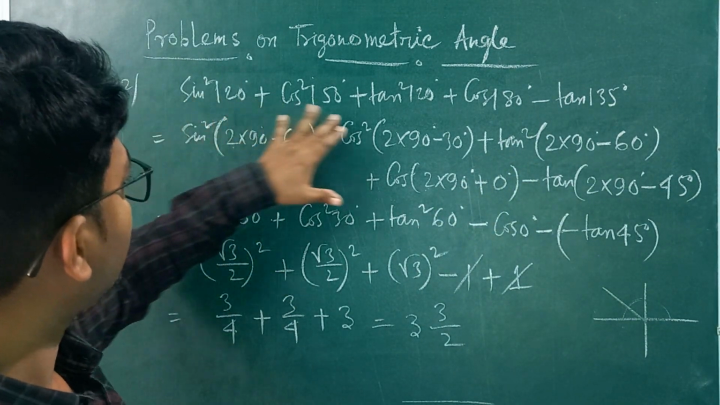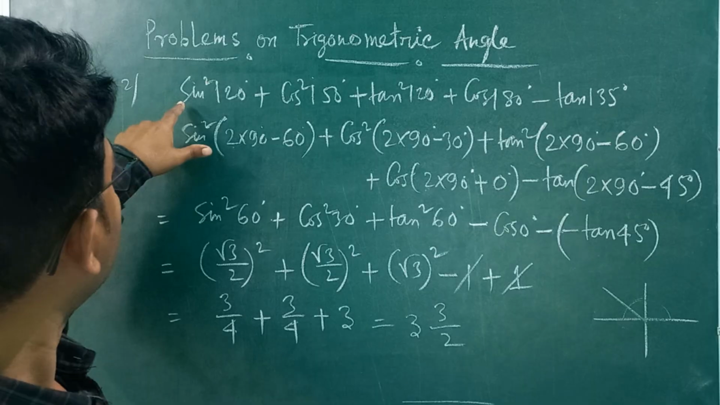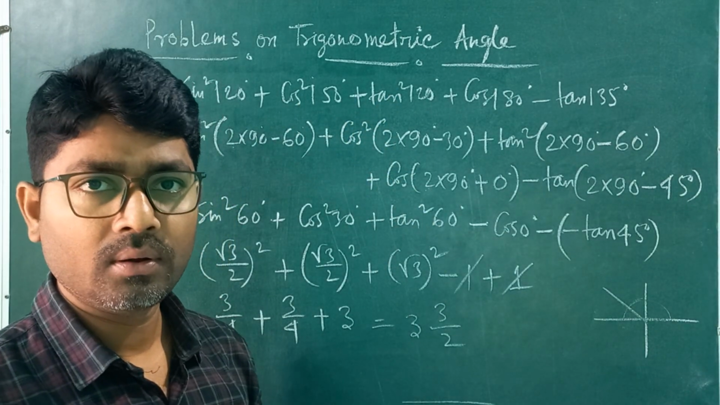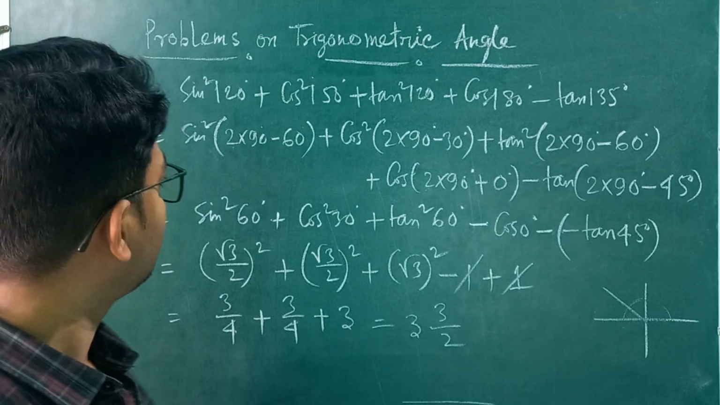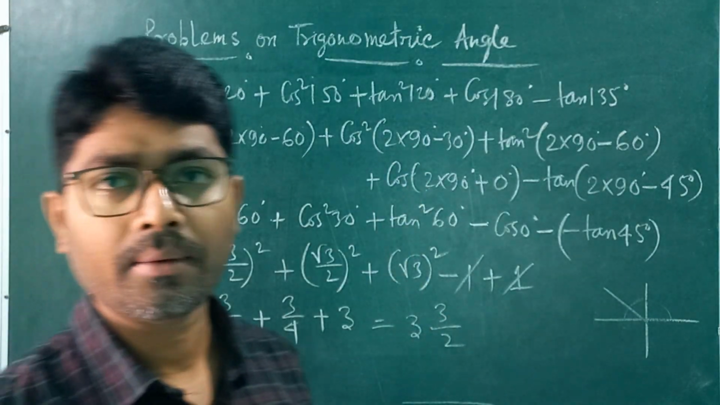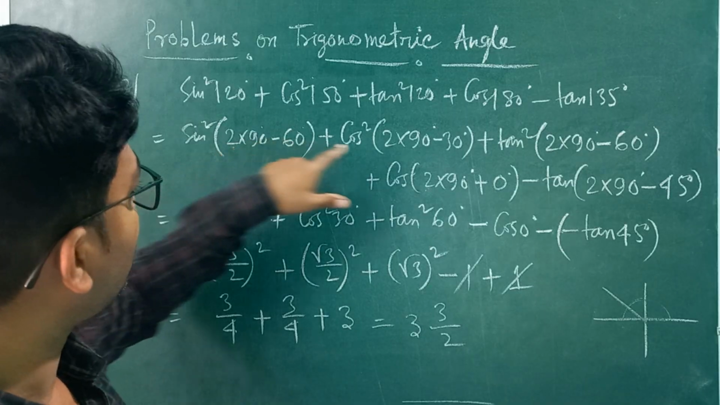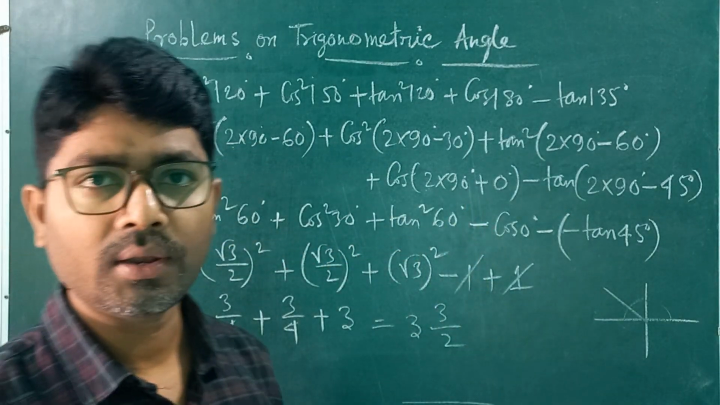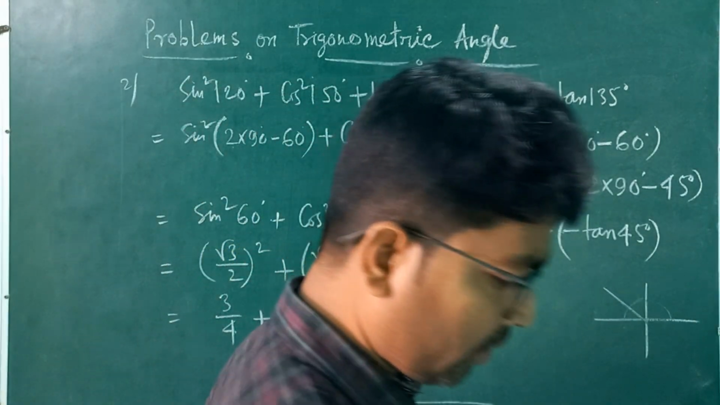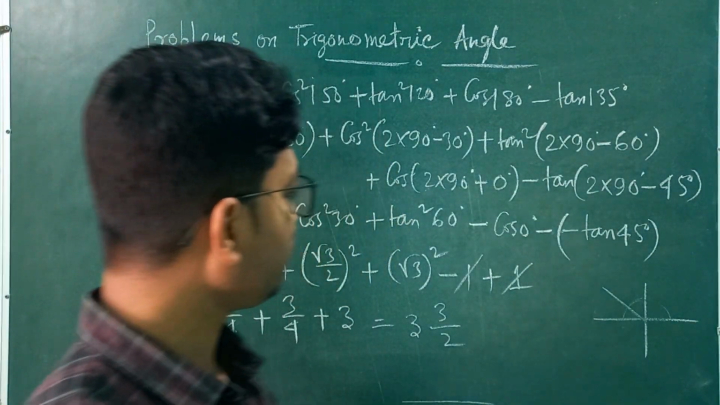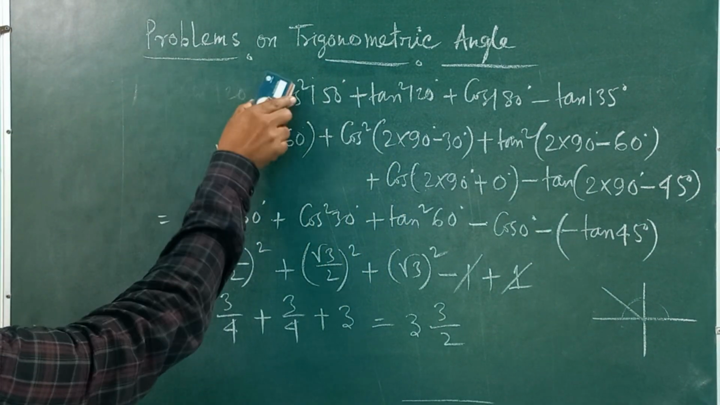So here the concept is, if the trigonometric ratios are in square or even power, then you don't have to check the sign. Directly you can apply this, odd or even, then you calculate the problem. So this one is our second problem. Clear to everyone? Now the third problem.